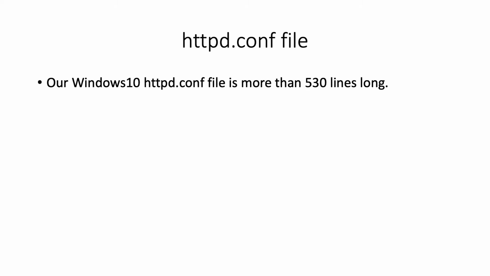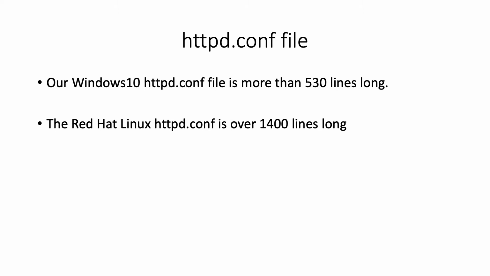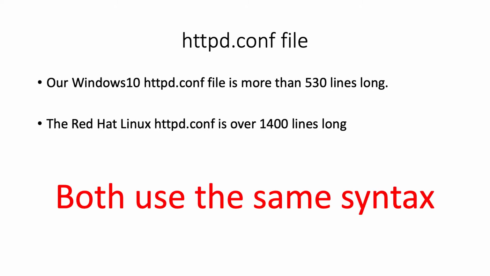Okay, where's the conf file? On our Windows 10, the httpd.conf file is more than 530 lines long. Again, you can see it with Notepad. If you look at one on a Red Hat Linux default version, it's over 1,400 lines long. Both use the same syntax. Now, you can do things with the Red Hat Linux conf file that you can't do with the Windows 10, just because the Red Hat is a server that's set up to do a whole lot more powerful things and designed that way. But the Windows 10 file uses the same syntax.